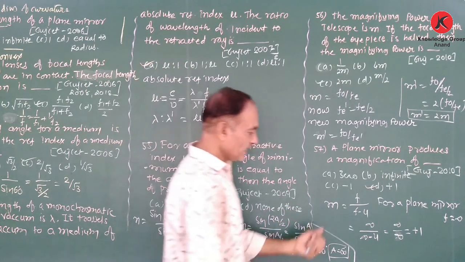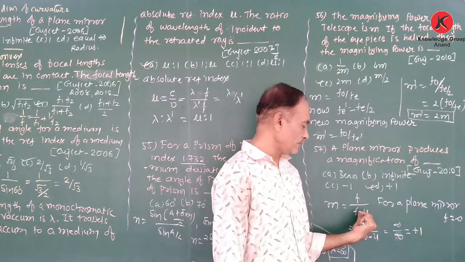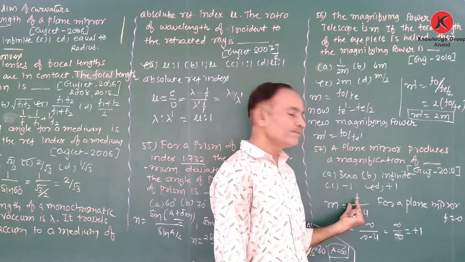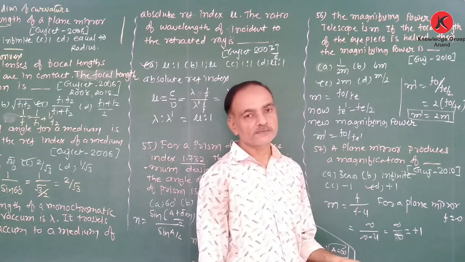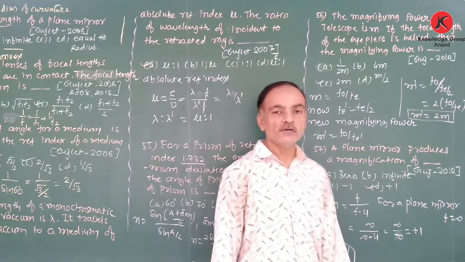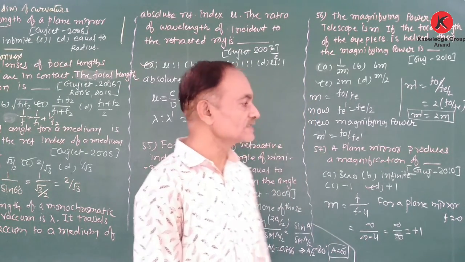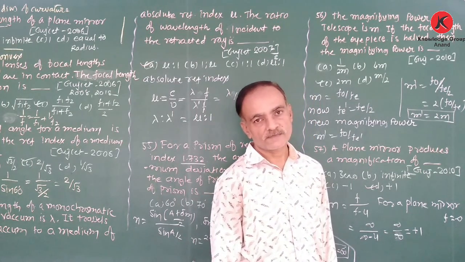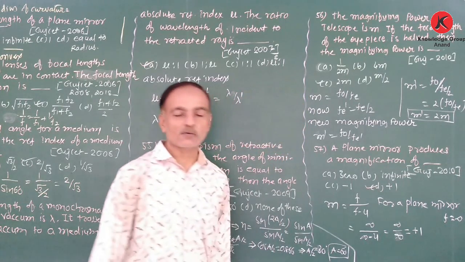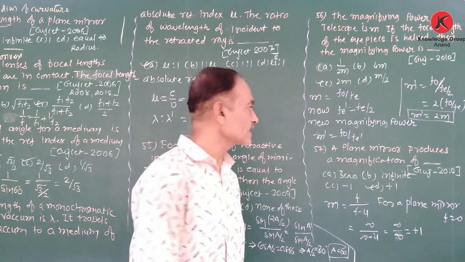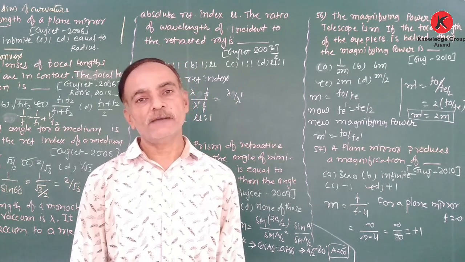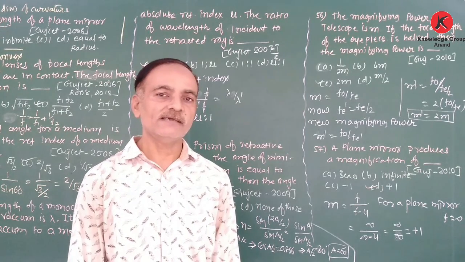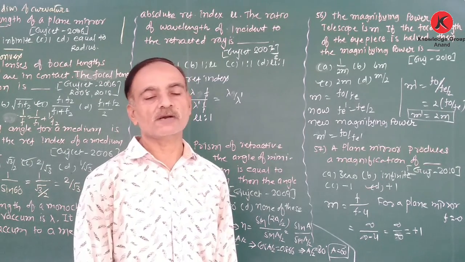But mathematically, m is equal to f upon f minus u. For a plane mirror, the focal length is infinite. We substitute infinite upon infinite minus u. Infinite is a very large value, and subtracting u, which is very small, changes nothing. Therefore infinite upon infinite gives plus 1. Very easy. If the concept and theory are clear, we can calculate any type of numerical. For the preparation of NEET or a good set, the theory must be prepared first and the concepts must be clear.